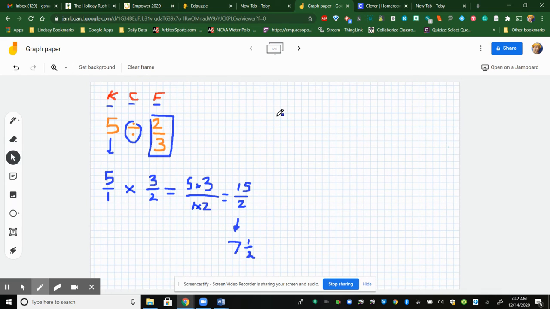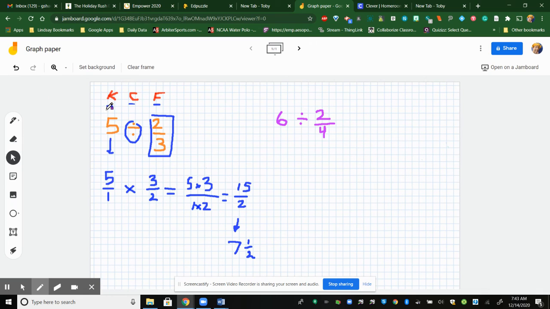So let's do one on your own. Let's go with 6 divided by 2/4. Why not, right? Okay, 6 divided by 2/4.